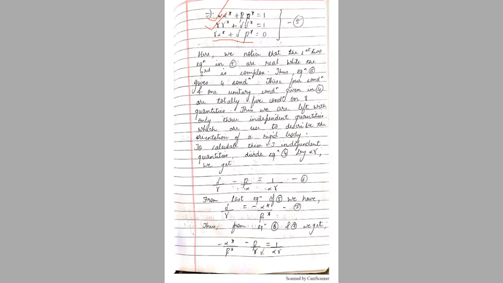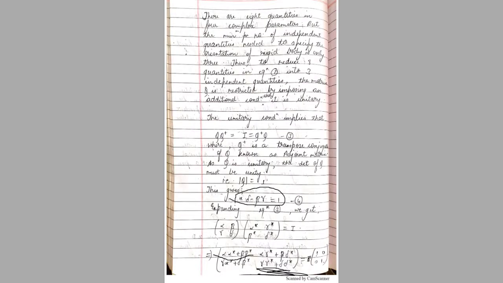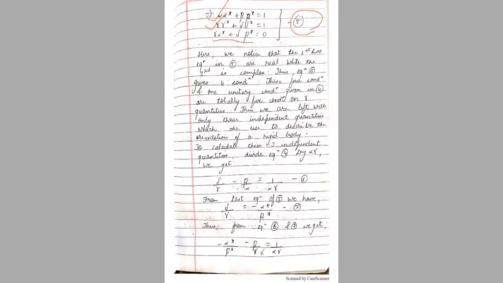See here we notice that the first two equations in equation number 5 are real while the third is complex. Thus equation 5 gave us four conditions, and totally we have five conditions: four conditions in equation number 5 and one condition in equation number 4. Hence I got in total five conditions. I hope everything is clear.